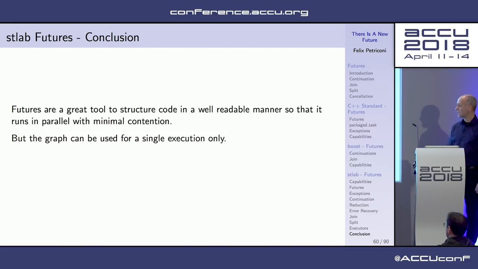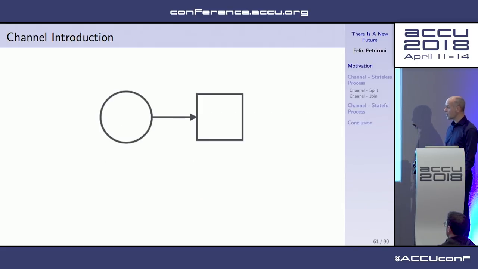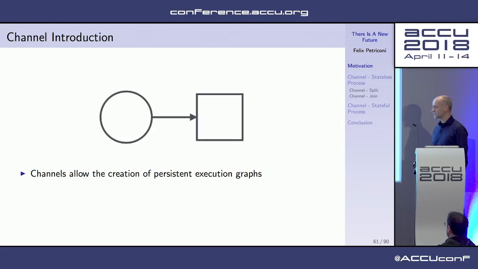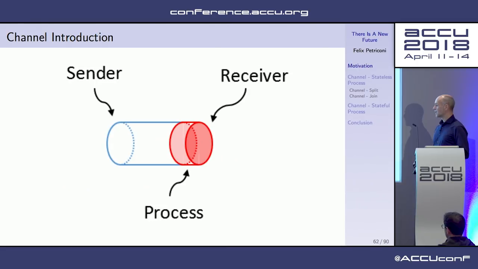But this graph is for single use only. So you set it up, you can use it once, and that's all. And for the next calculation, you have to set it up again. So channels are one concept that supports multiple executions, so doing the same thing multiple times. It's a way to build a graph that can be reused.